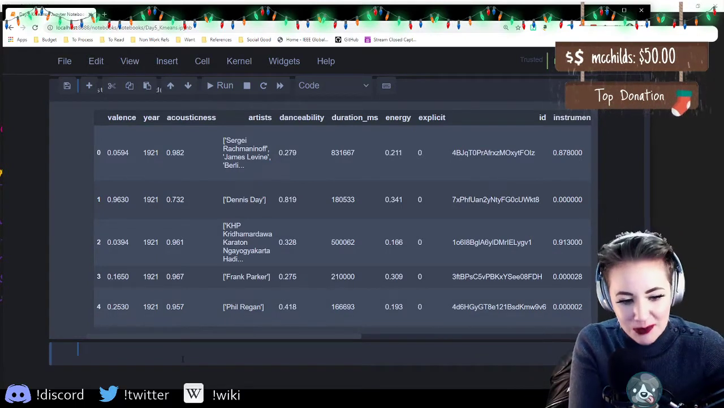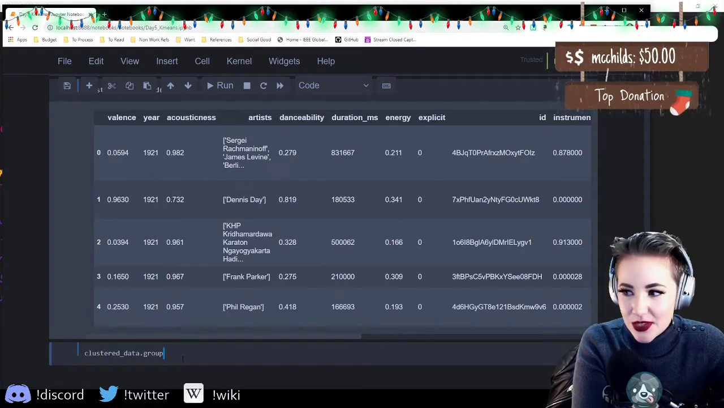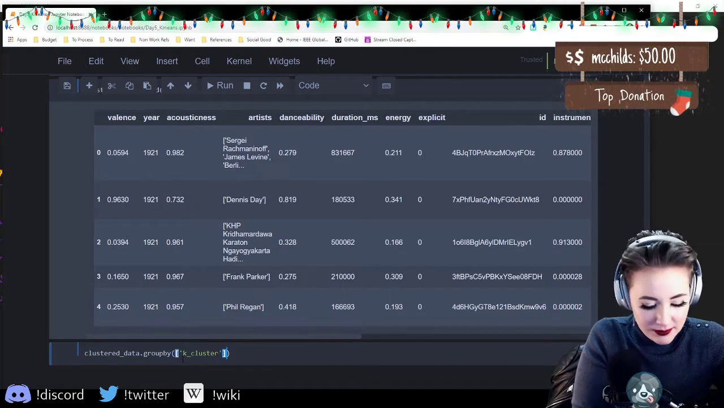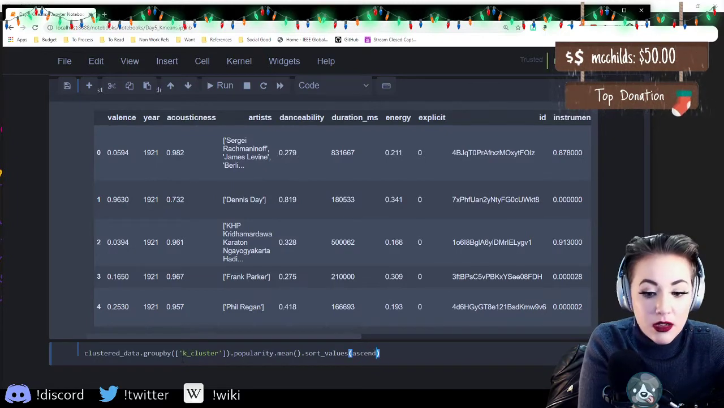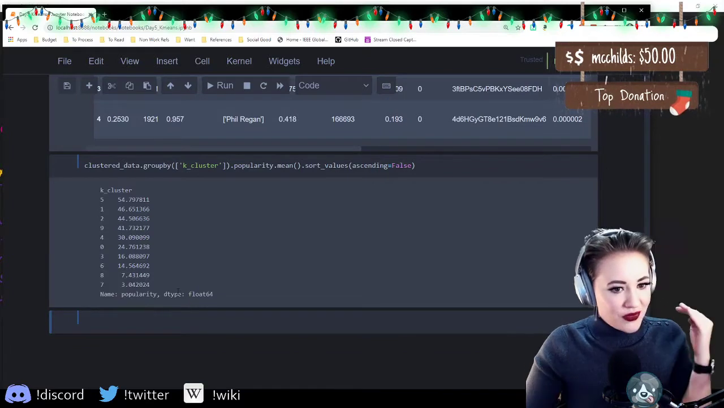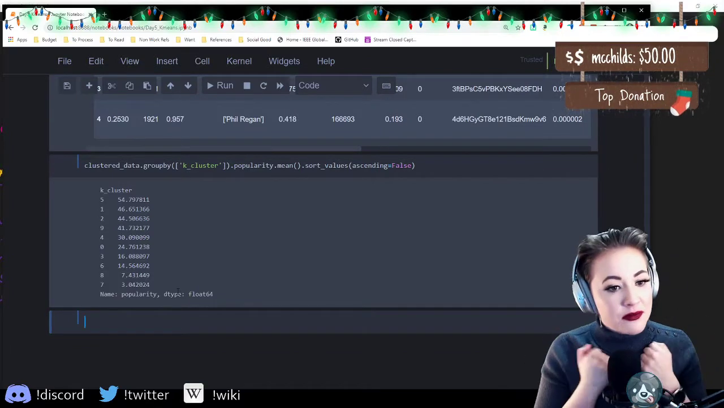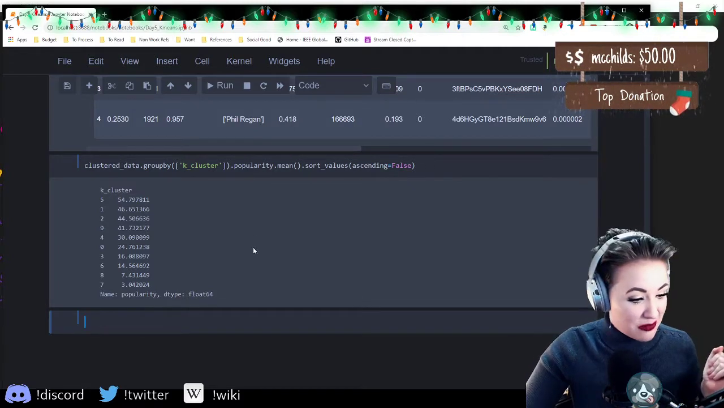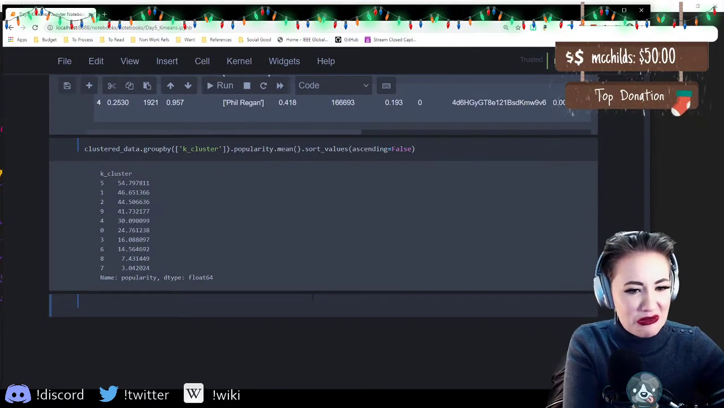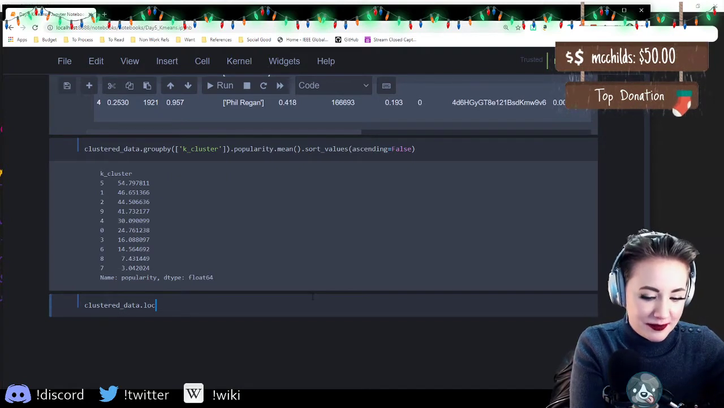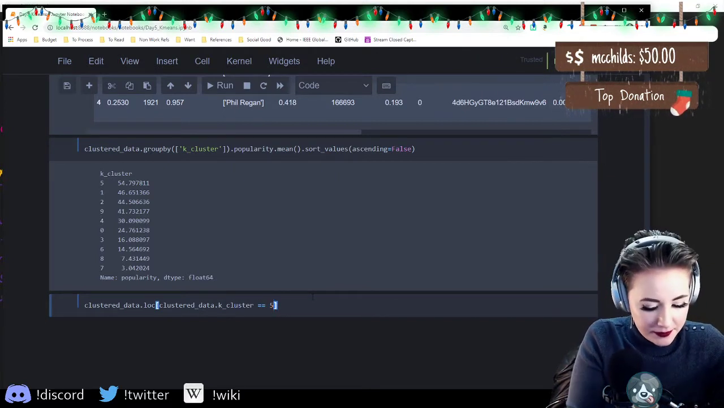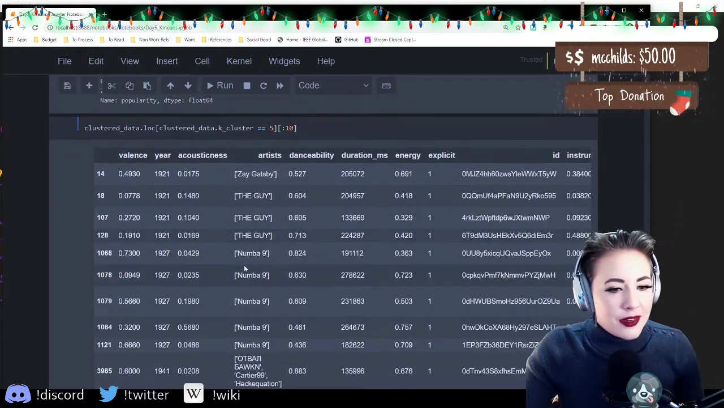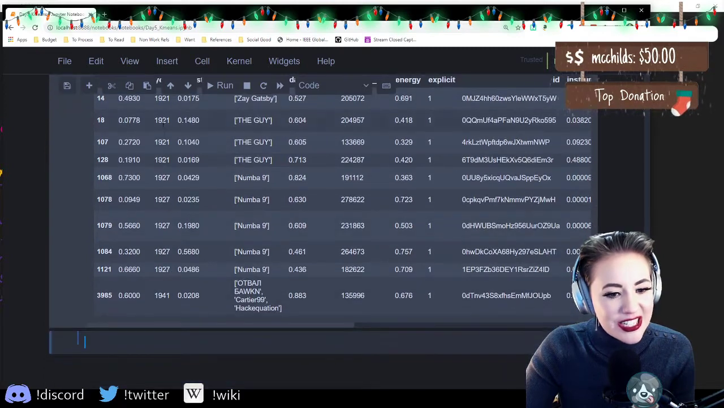But I'm really interested in what's popular. That's what was interesting to me. So I want to do the popularity mean values. It looks like cluster five is the most popular. So I'm curious, what's in cluster five? Hopefully I'm not goofing this indexing. We got some 1921 in there, 1927, what?